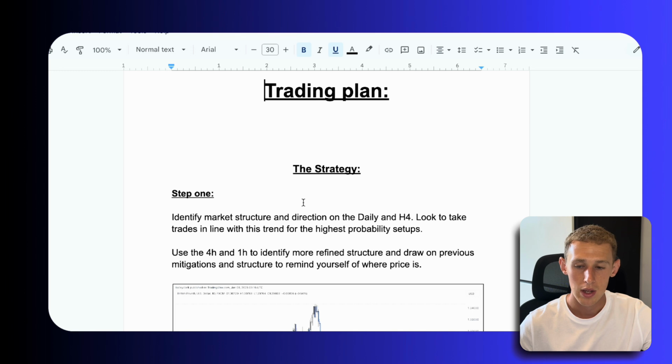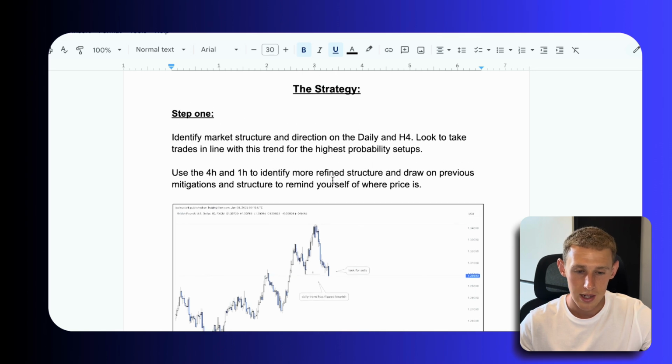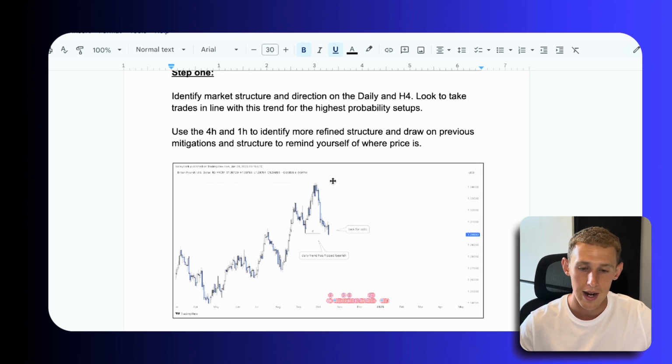plan walkthrough, right? So, like I said, this is a simple price action strategy that you can use on any pair, but it works especially well on gold. Gold is my most profitable pair out of the four that I trade. So, getting right into things, step one is overall just identifying market structure and direction. We're doing this on the daily and 4 hour and then looking to work our way down.